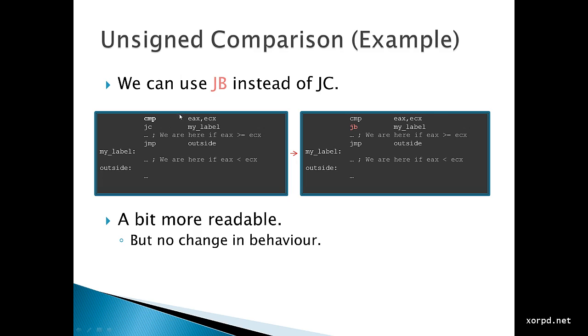However, in this example, it could be a bit trickier to understand what happens. We make the change from this example to this one by just changing the jump instruction. The right example is a bit more readable. However, there is no change in behavior. Those two examples are exactly the same, and they will be encoded to the same numbers. The processor cannot distinguish between those two examples. However, this one is more readable to human beings because this instruction says something about the meaning that you give to those two numbers, EAX and ECX. I recommend to use this kind of code over this kind of code.